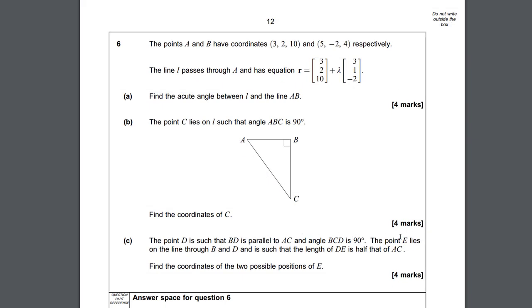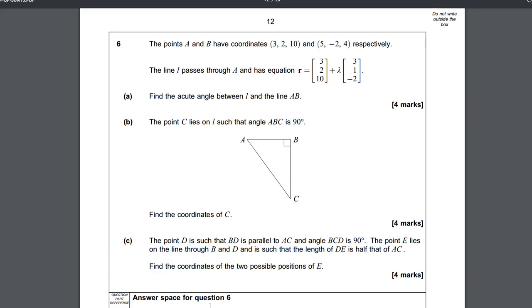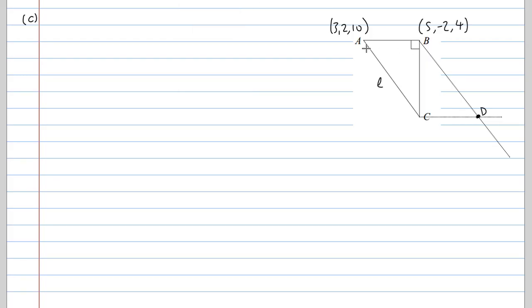And then we're told the point E lies on that line such that the length DE is half of AC. So let's start with a line that is half the length of AC, which would be roughly this long. So if we put that on point D, we have one point where E could be here. We'll call this E1. But we have another point, still on the same line, that it could be down here. Remember, the only conditions are that it must be on this line and it must be this distance away from D.